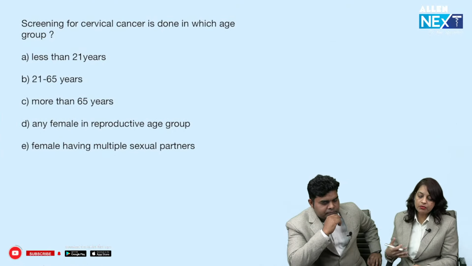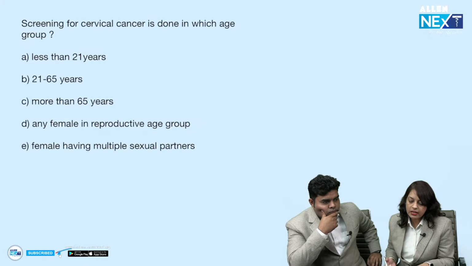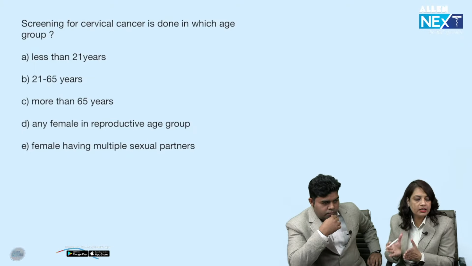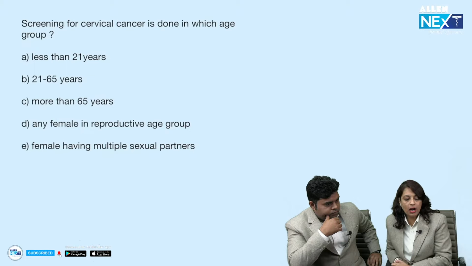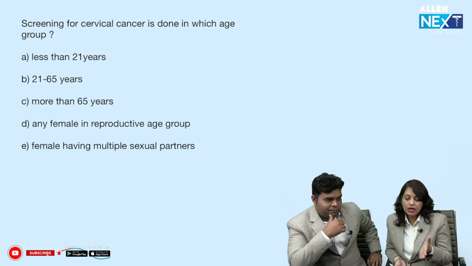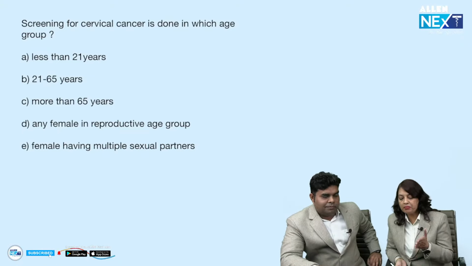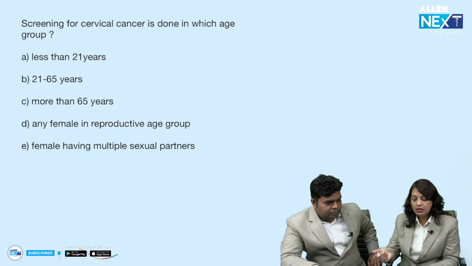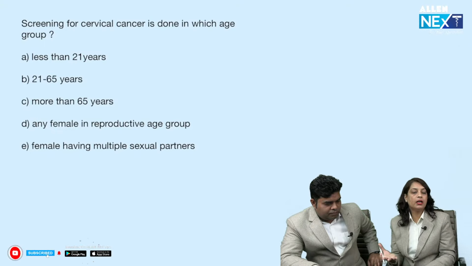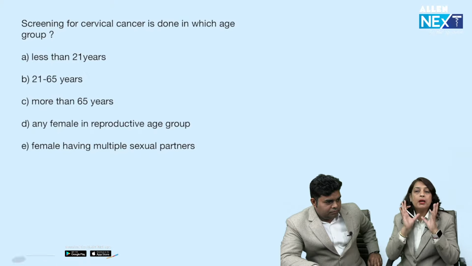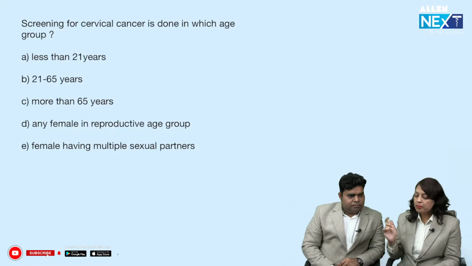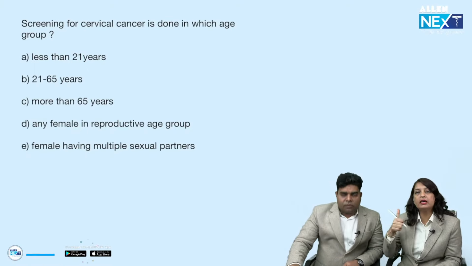Now taking one more question which is very important, that screening for cervical cancer is done in which age group, and I think from the previous question discussion, I hope it is clear to everyone. So you can write your answer. What is the correct answer? Less than 21 years, 21 to 65, more than 65, any female in reproductive age group, or female having multiple sexual partners. So friends, when this question came, majority of the students have written female having multiple sexual partners. Of course, that is a risk, but pap smear is to be done routinely in all sexually active females because it is a universal screening test.